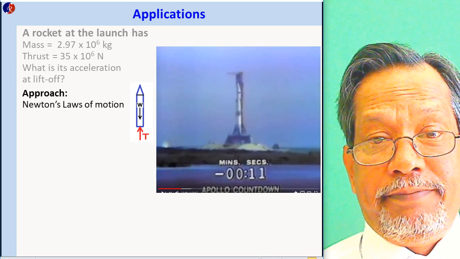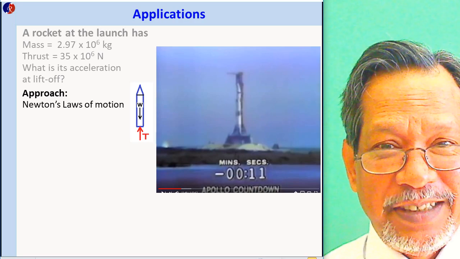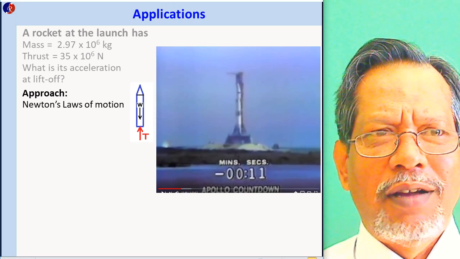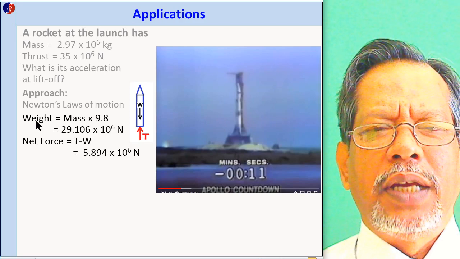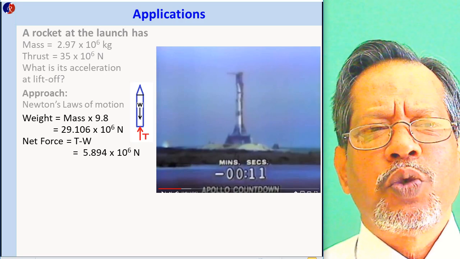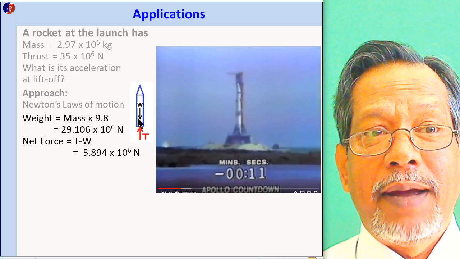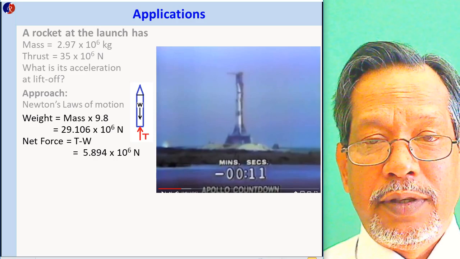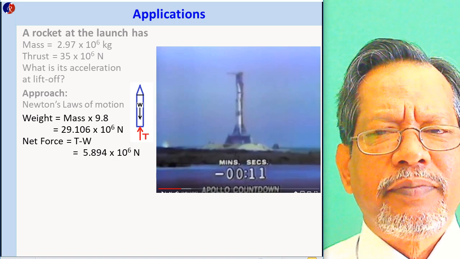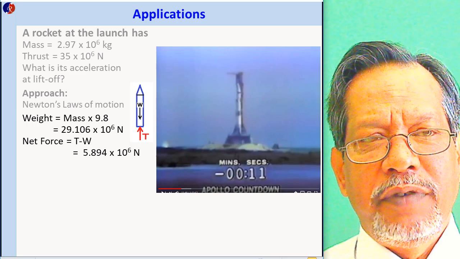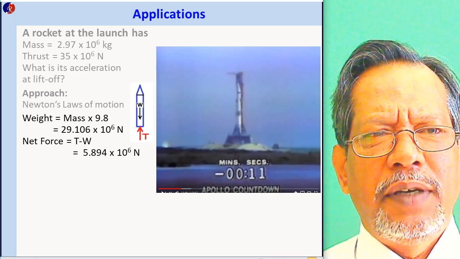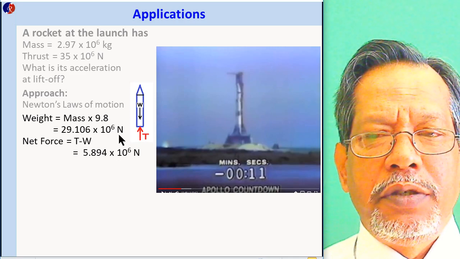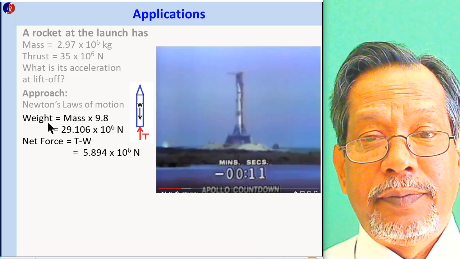Approach: Newton's laws of motion. We have to use it because it's about to move. It's got force, it's got acceleration. Newton's second law. How much is the weight? You probably don't know this formula, but this is what we do. We multiply mass in kilograms by 9.8 to convert that into Newton. Maybe if you did the homework, you figured it out. Even if you didn't, it's okay. Just assume for now, if I multiply mass by 9.8 or 9.81, it converts into Newton force, the weight.